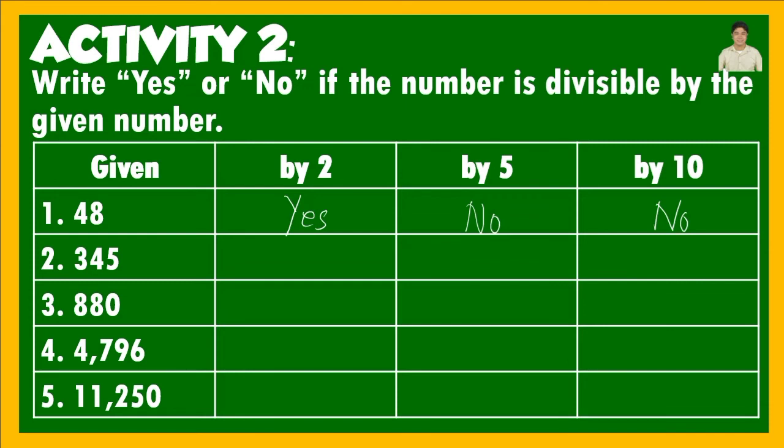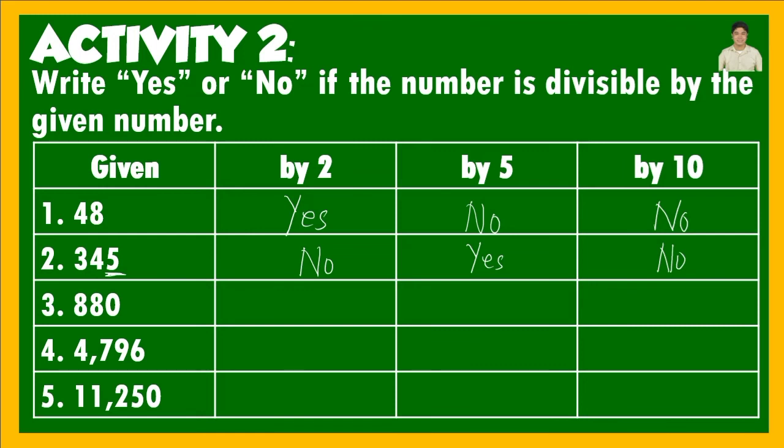Okay, so next, 345. Is it divisible by 2? The answer is no, because the last digit or the ones digit 5 is not an even number. Okay, divisible by 5 ba siya? Yes, obvious na obvious kasi nag-e-end po siya sa 5, yung ones digit niya. And then, is it divisible by 10? The answer is no, dahil yung ones digit niya is not 0.